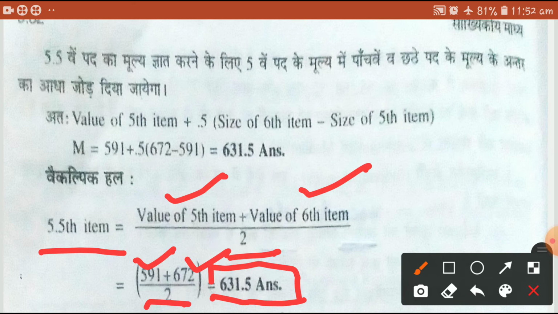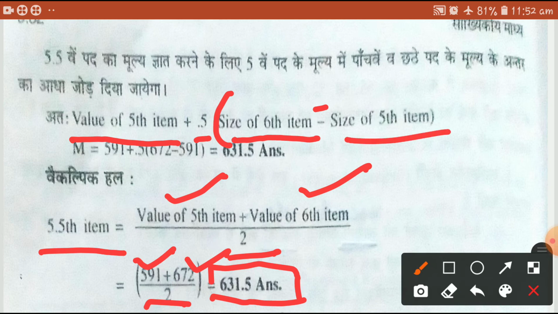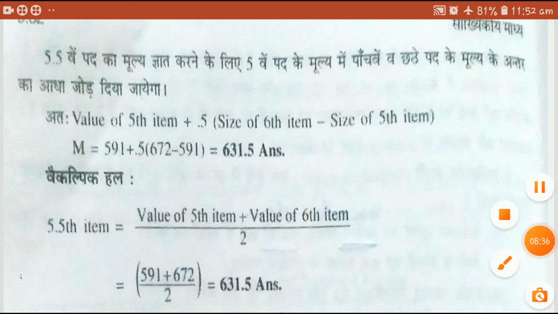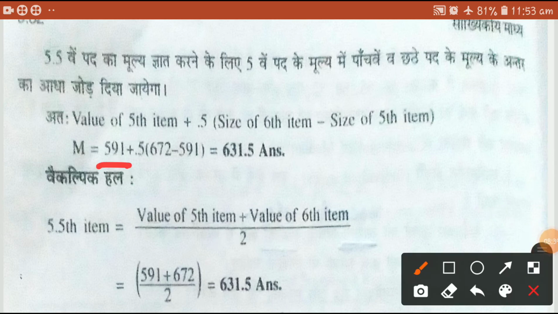There is one more alternative solution for this type of question. When you have even values, the value of the fifth item, that means you have to add the value of the first item plus 0.5. Then you put a bracket and write the size of the sixth item, size meaning whatever the number is in front of the sixth value, minus the size of the fifth item, bracket close. After solving this, you will get the answer. Now we are putting values in this formula. Value of fifth item, which is 591, then add 0.5, bracket, size of sixth item, which is 672, minus 591, that is the size of the fifth item. After solving this, you will get your answer 631.5 marks.